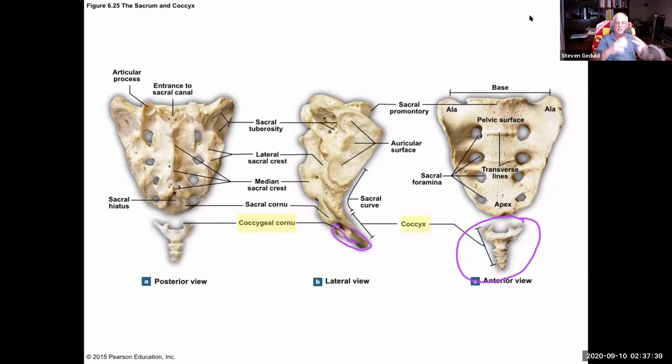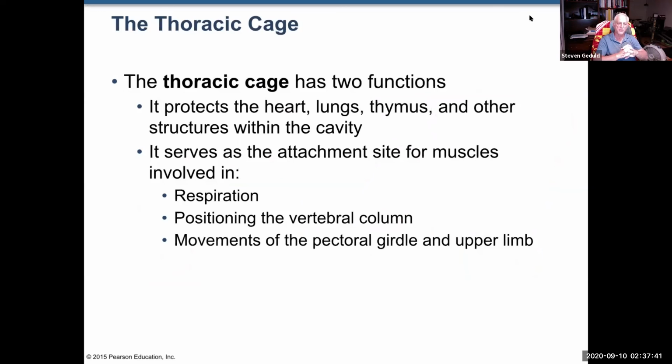All right, the thoracic cage, with 12 thoracic vertebrae. It protects your heart, your lungs, your thymus, and other structures of the thoracic cavity. It serves as an attachment site for muscles during respiration, positioning your vertebral column, and movements of the pectoral girdle and the upper limb. So all that is involved in your thoracic cage. Respiration, positioning your vertebral column, and movements of the pectoral girdle on your upper limb, your shoulder joint.